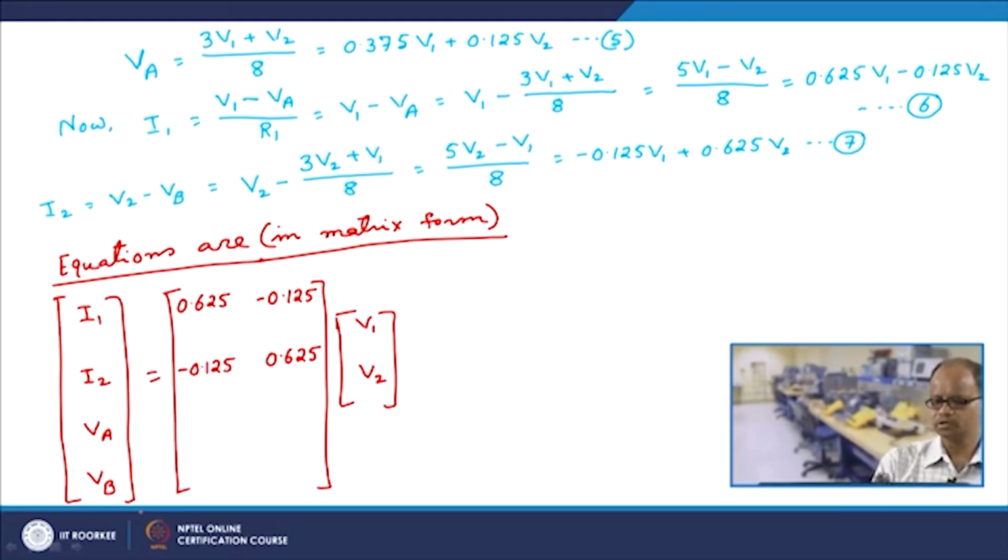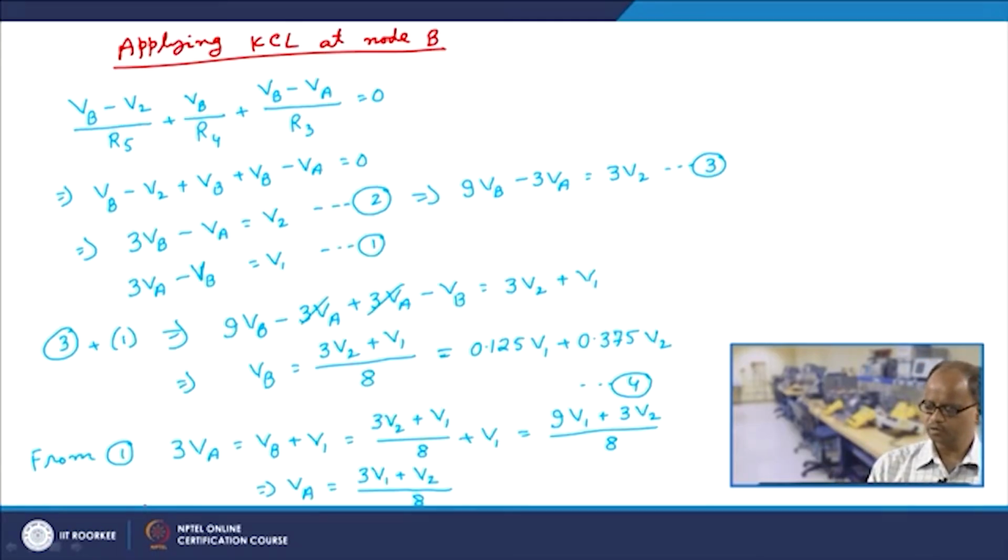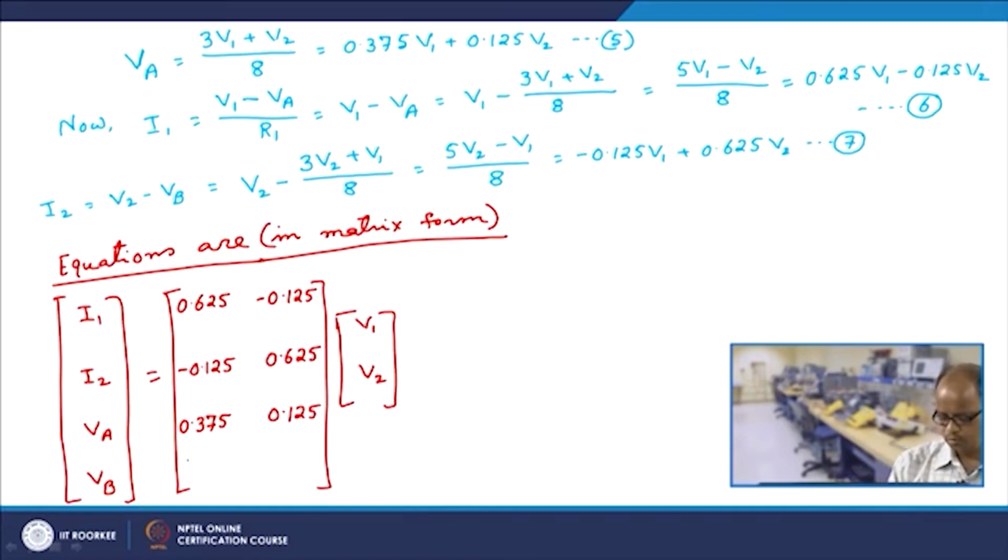VA is 0.375 V1 plus 0.125 V2, and VB is 0.125 V1 plus 0.375 V2. So, this is the measurement model. These are all measured quantities, and this is the unknown x vector. Therefore, this is the H matrix.